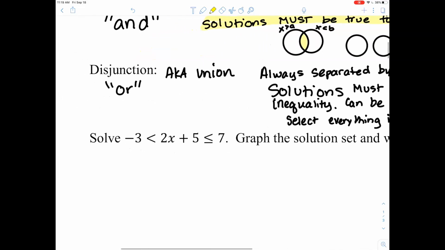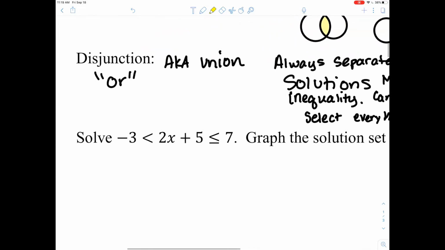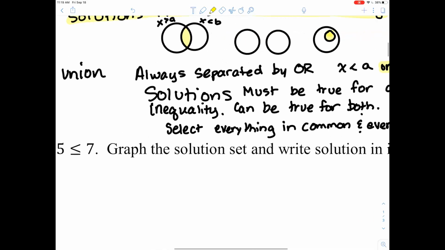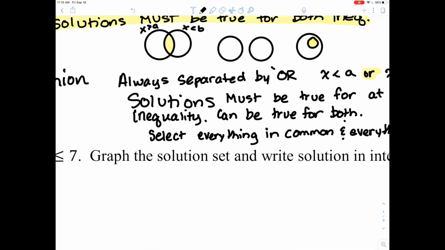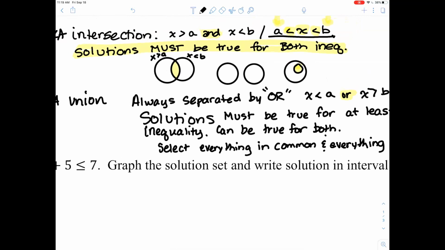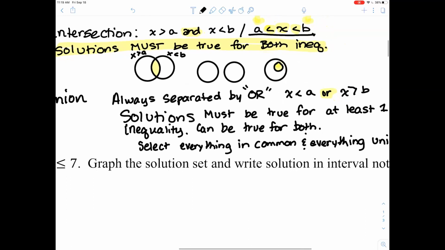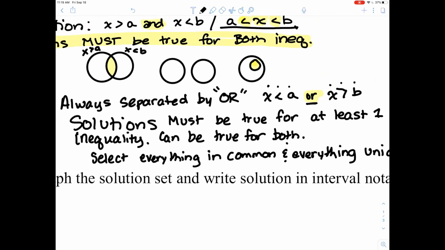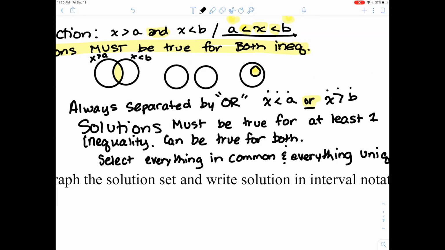So there's a conjunction. A disjunction, combined by the word or, is also known as a union. Disjunctions are always separated by the word or. You will never see a disjunction written as one statement with two inequalities embedded in it and boundaries on the outside. So x is less than or greater than, that doesn't matter, some boundary, or x is greater than or less than another boundary. So you'll see the word or.